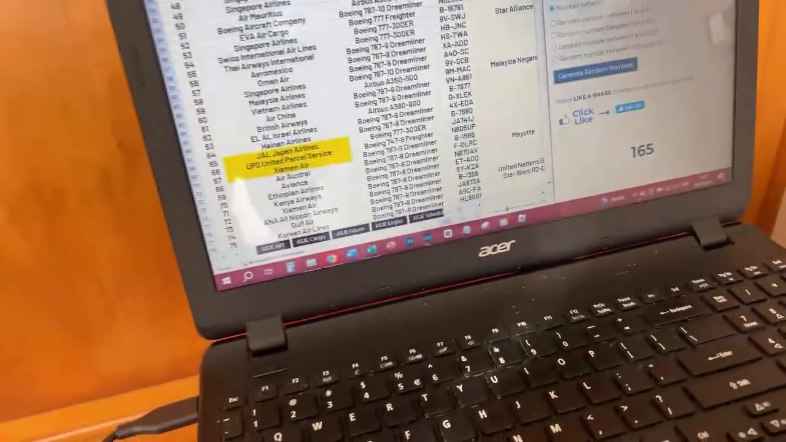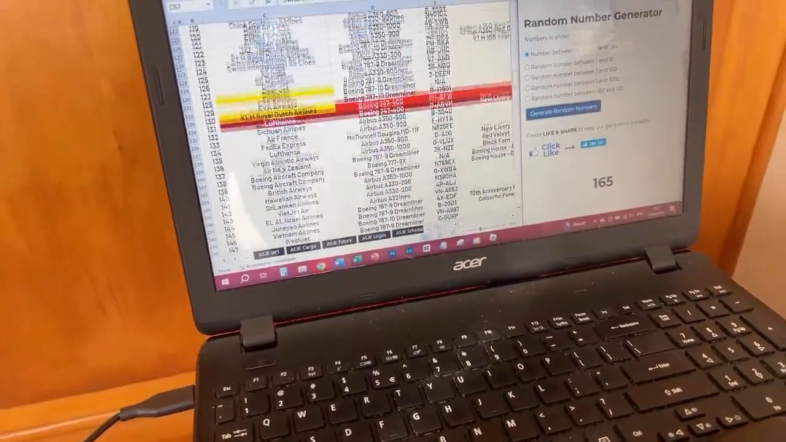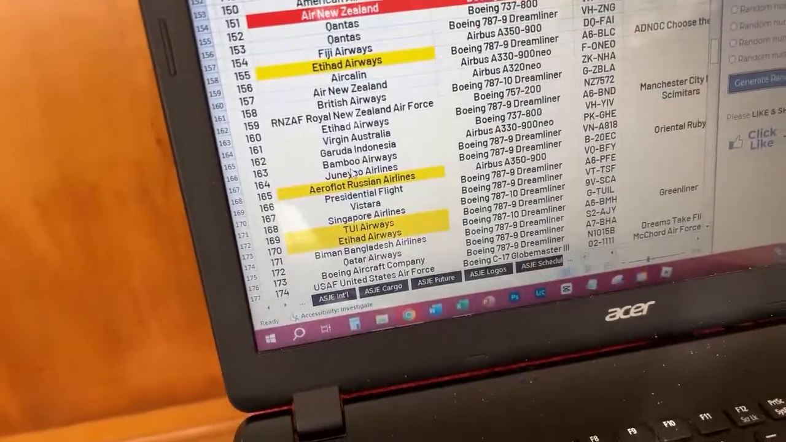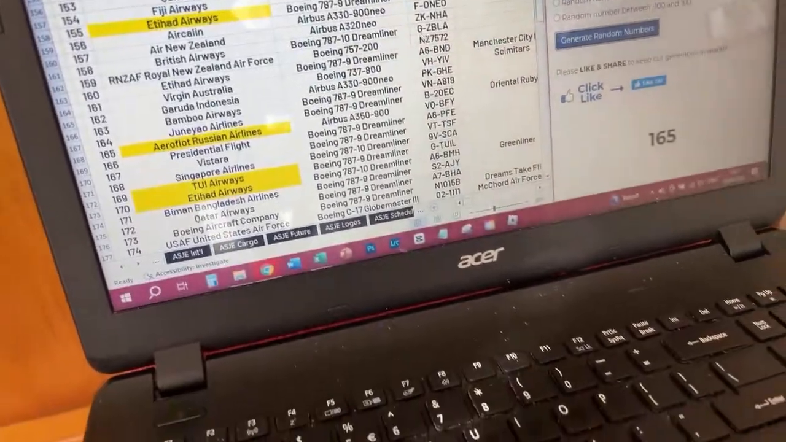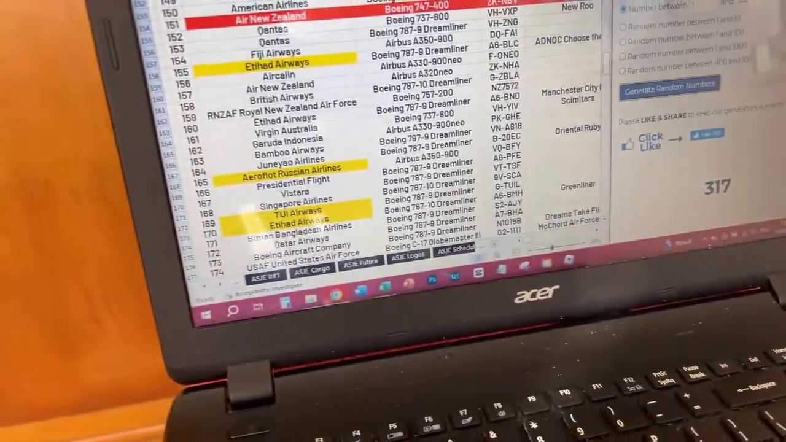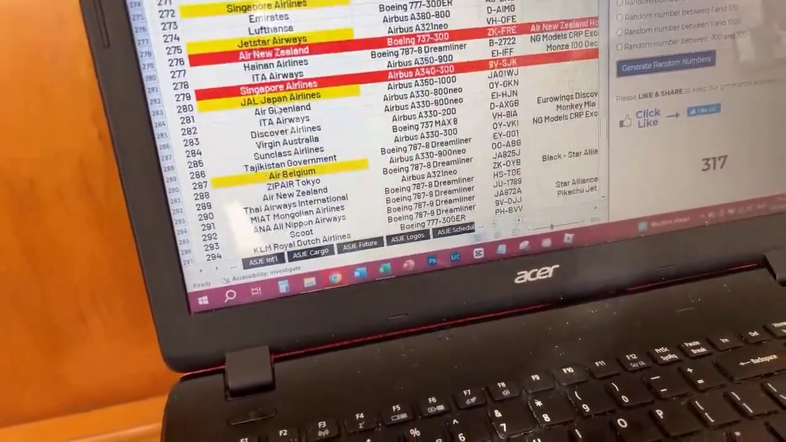165, a bigger number this time, so it's a more recent one in my collection. 165 has already been chosen. It was the Aeroflot A350, so let's do that again. 317. What's this one going to be?